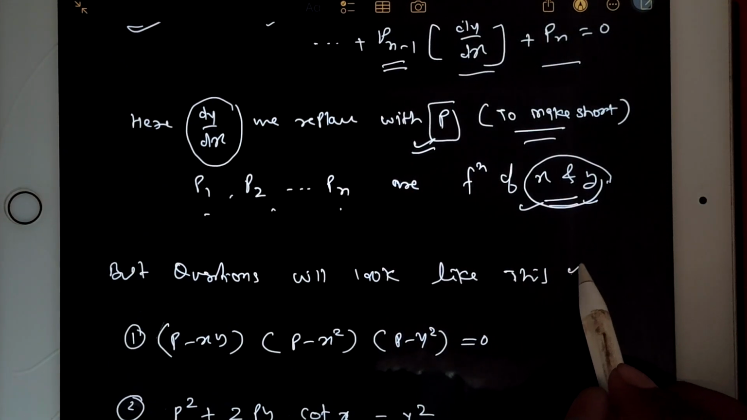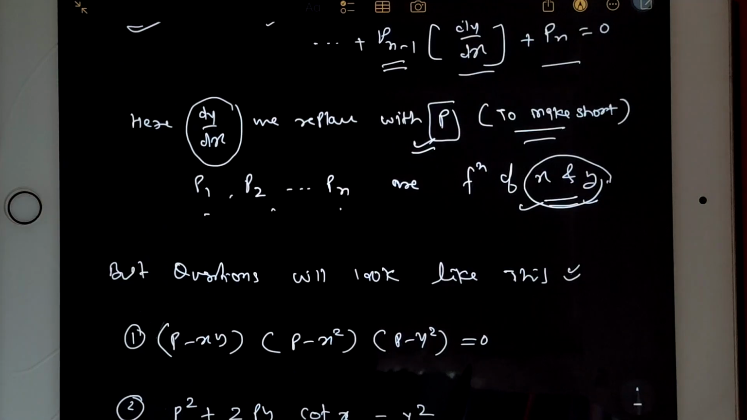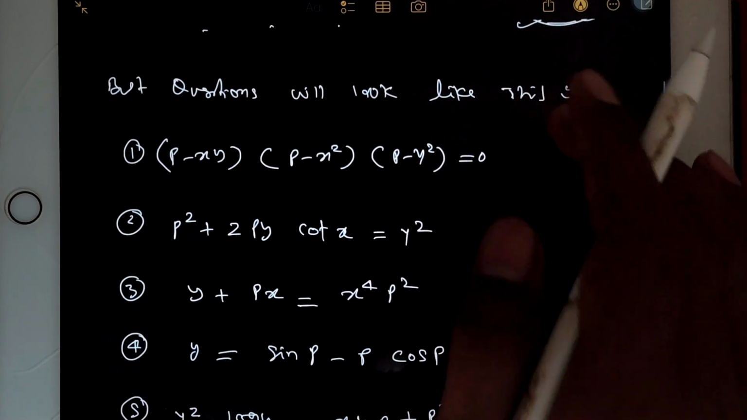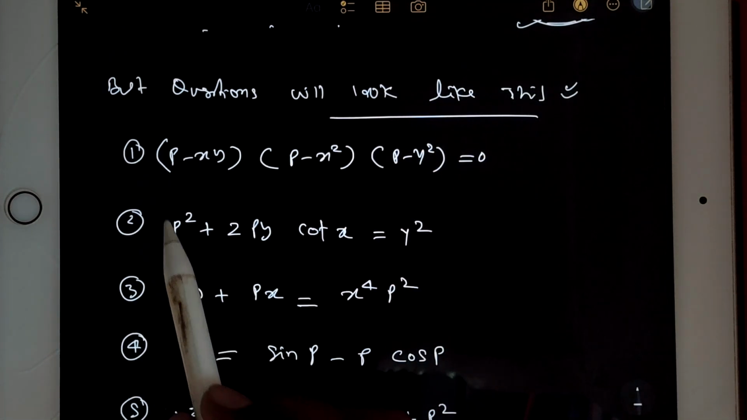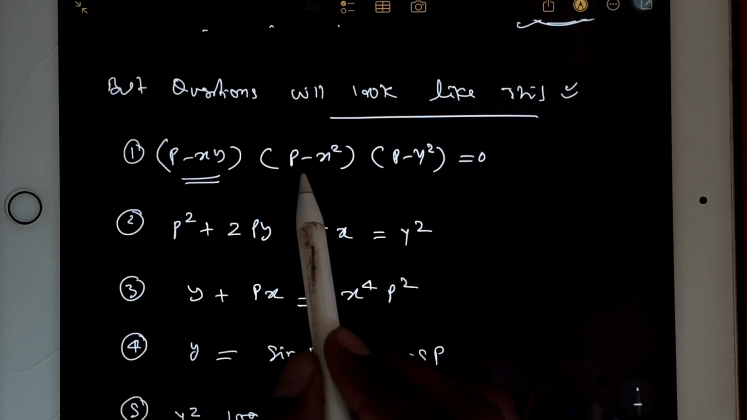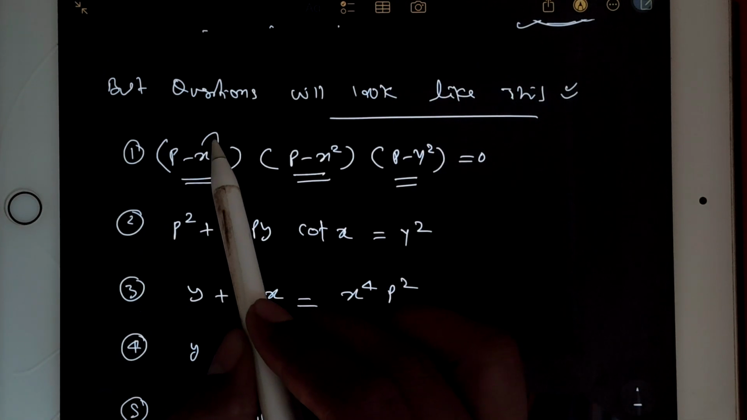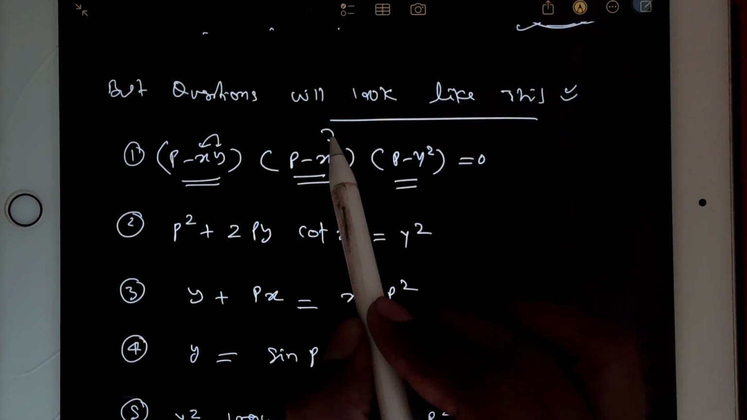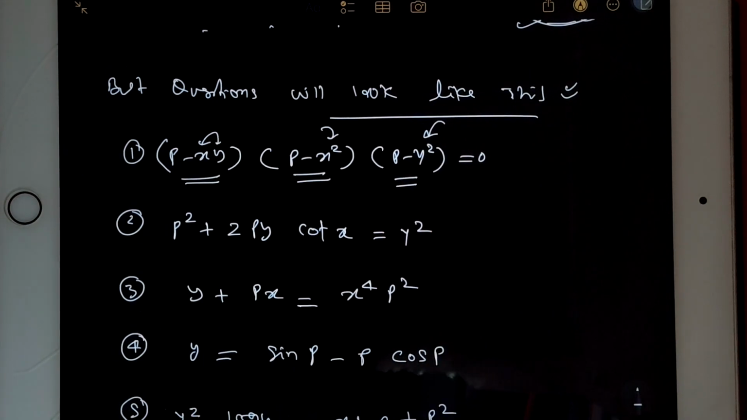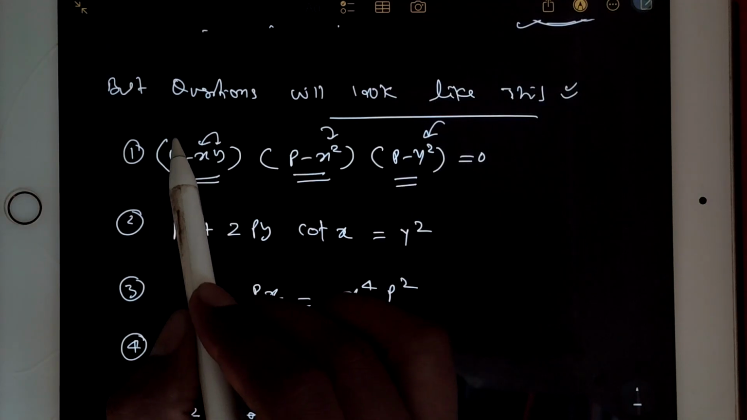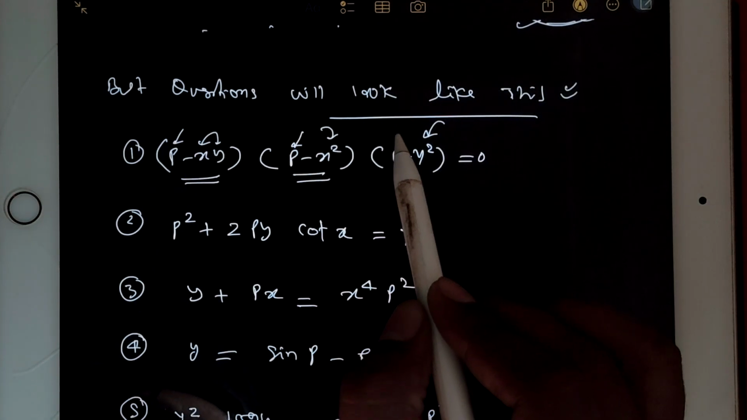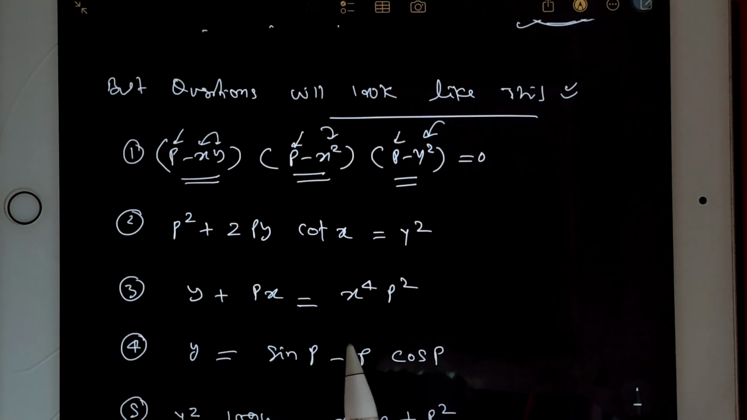What kind of questions will you see in this format? How will questions look? So questions will look like this. You can see here px minus y, px square, p minus y square. You can see here x and y, they both are multiplied. Here x square, here y square. Okay, and this p is dy by dx, right?